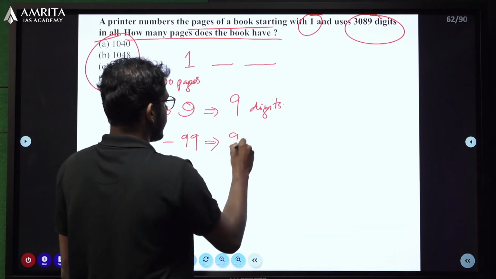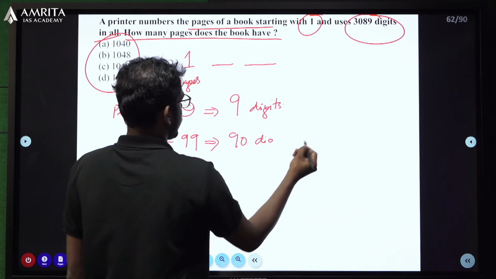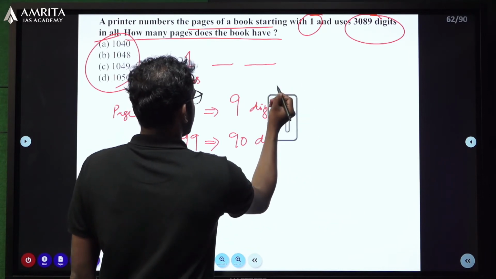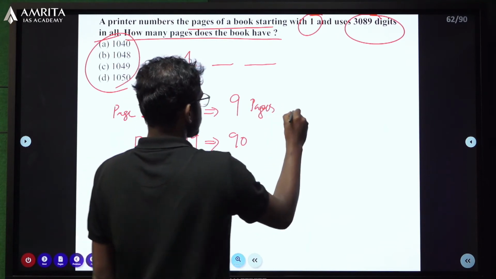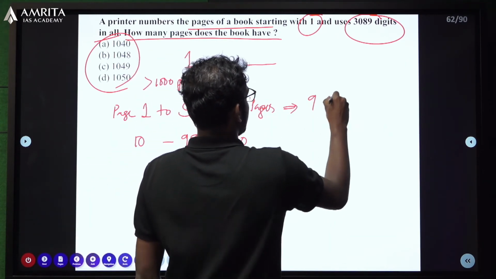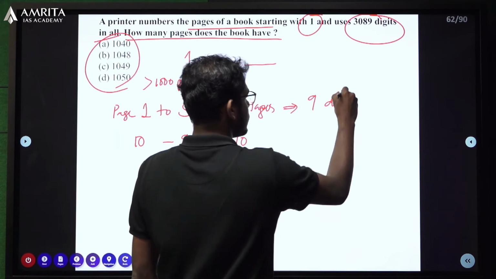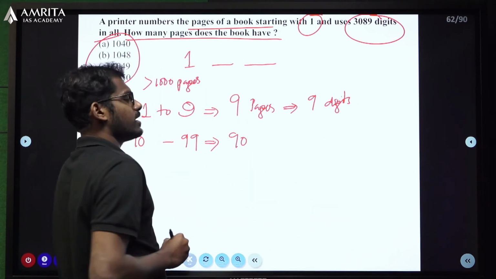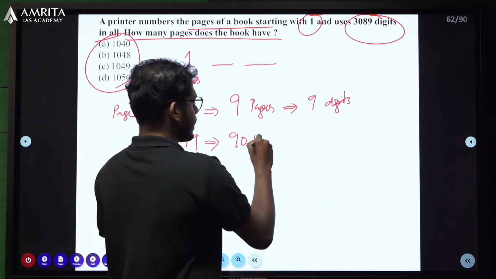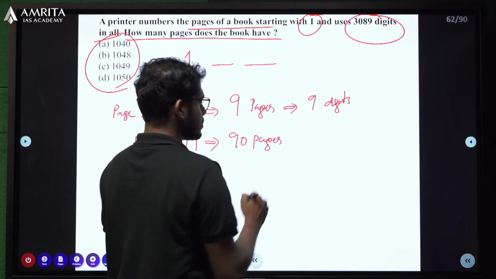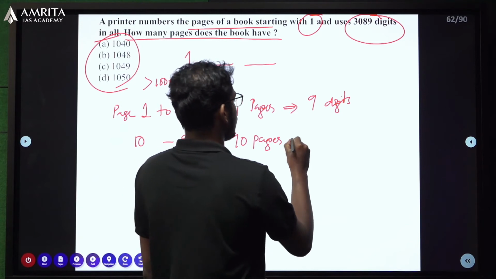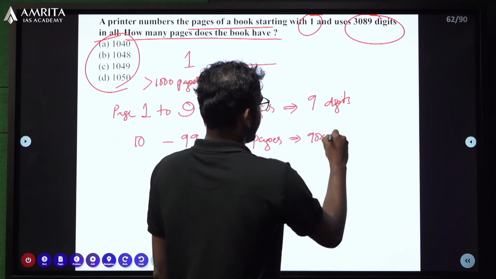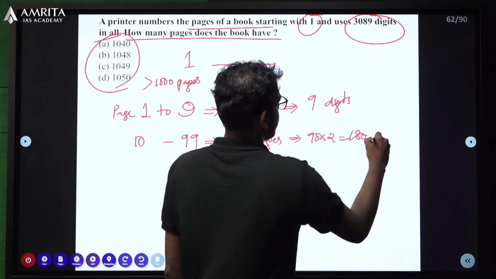Sorry, there are 9 pages here, and each page contains only a single digit. So 9 digits. From 10 to 99 pages, in total there are 90 pages. Each page contains a 2-digit number. So the number of digits will be 90 into 2, which is 180 digits.